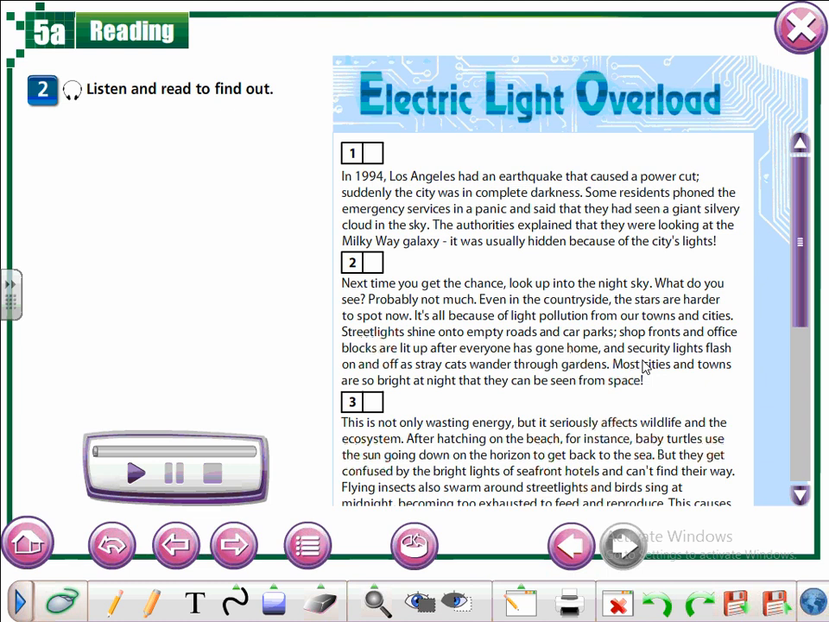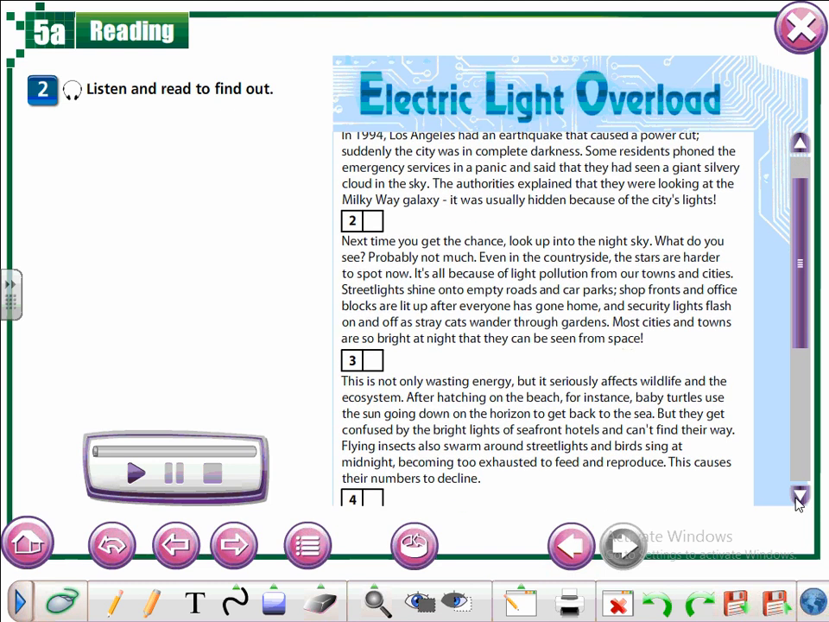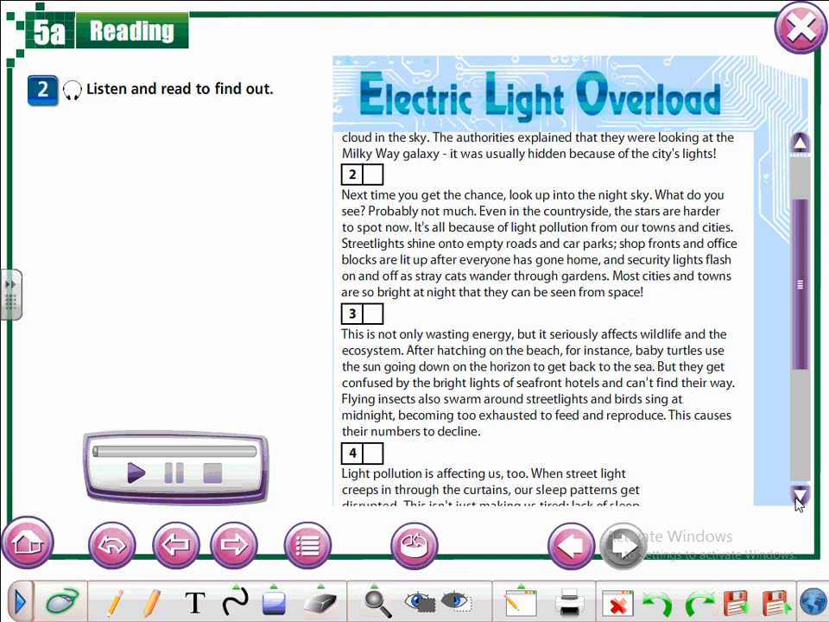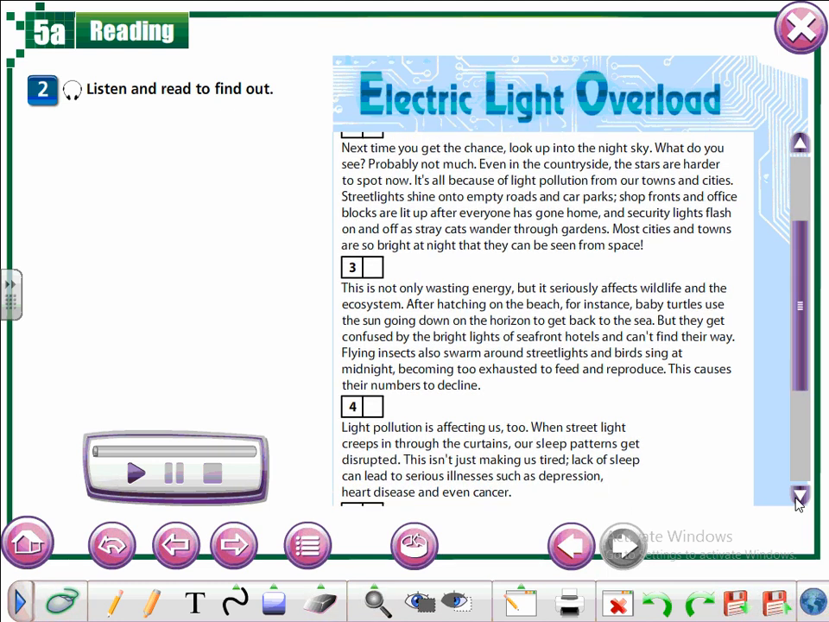And security lights flash on and off as stray cats wander through gardens. Most cities and towns are so bright at night that they can be seen from space. This is not only wasting energy, but it seriously affects the wildlife. So, it's not only about seeing the beauty of nature at night, but it affects the wildlife. Animals are affected by this.